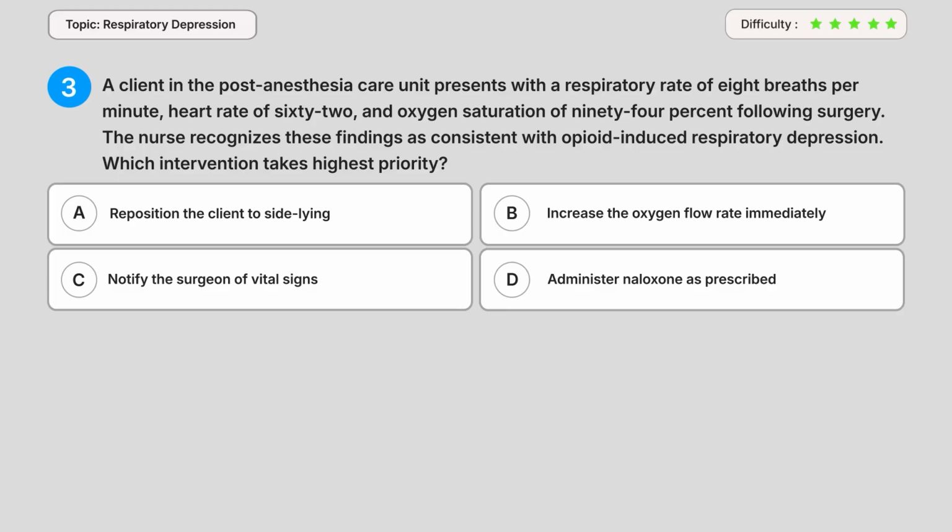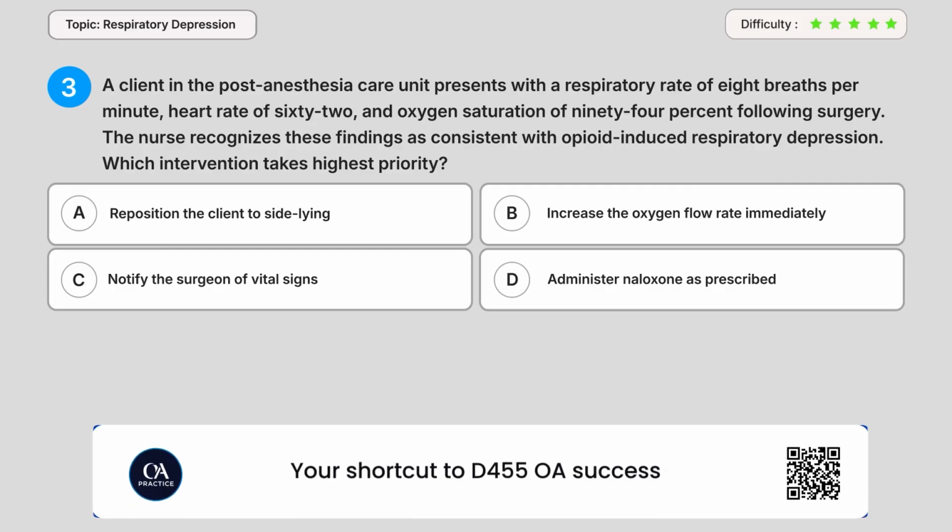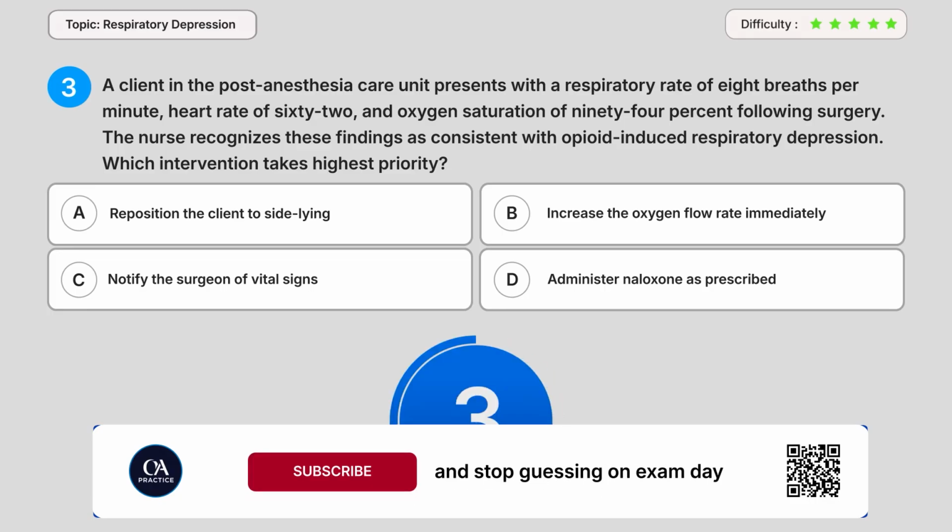A. Reposition the client to side lying. B. Increase the oxygen flow rate immediately. C. Notify the surgeon of vital signs. D. Administer naloxone as prescribed. What do you think is the answer?